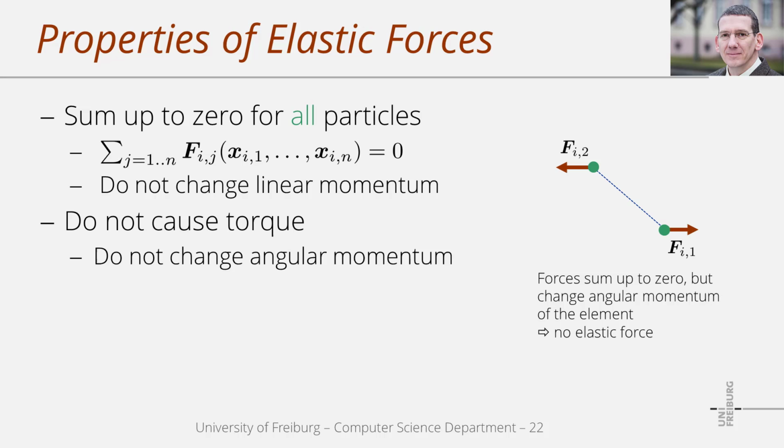In this illustration, I'd like to show the fact that a sum of zero for the elastic forces is not necessarily sufficient for not causing torque at an element. So if the sum of forces is zero, then the linear momentum is definitely preserved, but for the preservation of the angular momentum, additional constraints have to be fulfilled. I do not go into further details here, but the illustrated forces are not elastic forces. Elastic forces always preserve the linear and the angular momentum.